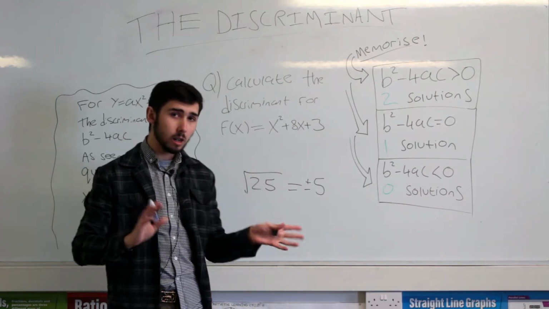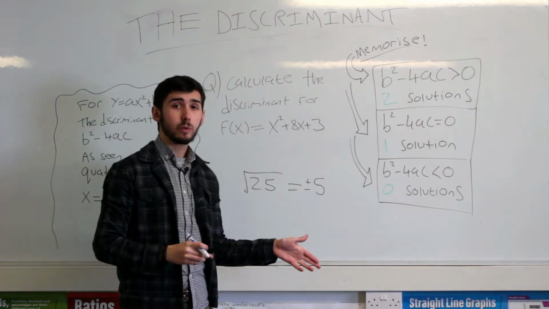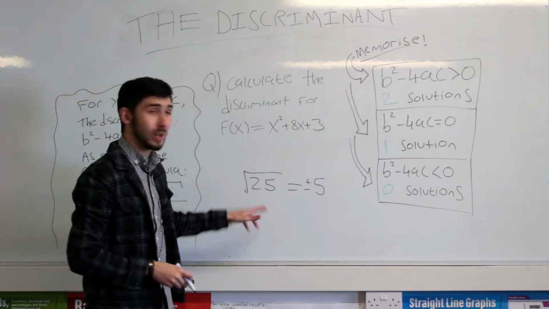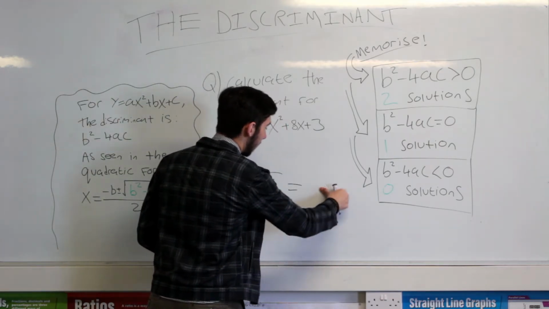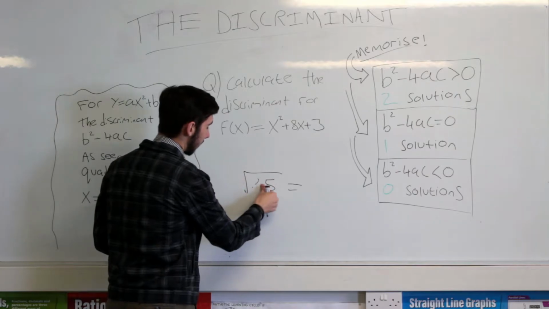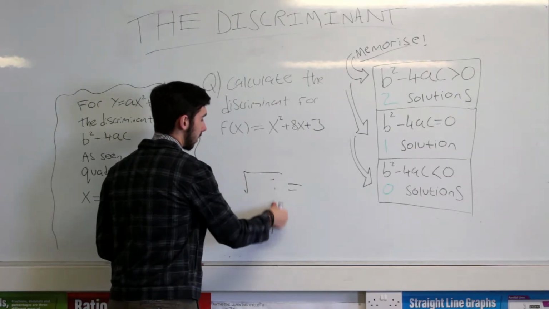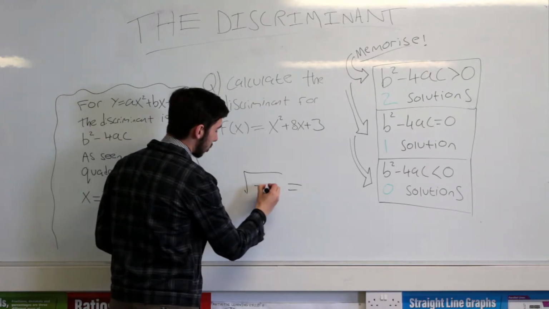Or in another way, plus or minus 5 squares to make 25. Okay, that makes sense. Now, there's a problem, guys. Let's say we don't want the square root of 25. Let's say we want something like, let's keep it simple, the square root of minus 1.